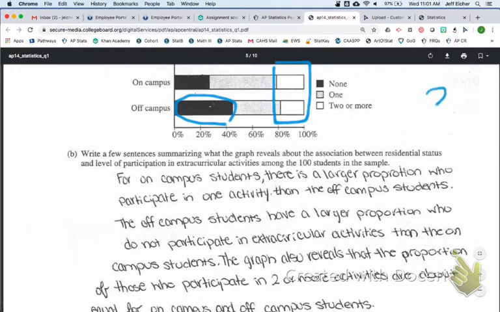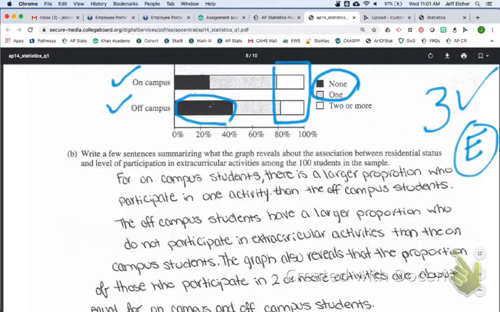This student has three comparative statements. They've mentioned on-campus and off-campus. And to get an E, you had to mention at least two of these three. So they actually mentioned all three. So this is a very good response. The last thing to look for is they were mentioning proportions or percentages. So you can look at your solution. Did you mention proportions and percentages? Basically this unit is about percentages or proportions, not just the count of students. So this student got an E on that part.